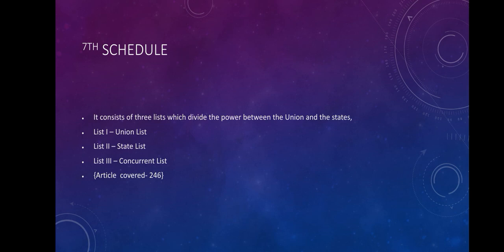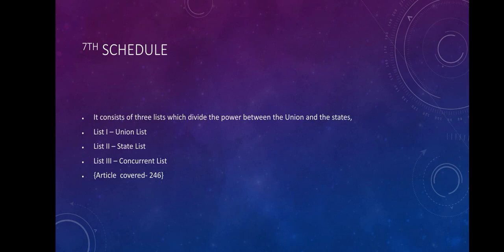The first list is the Union list, the second list is the State list, and the third list is the Concurrent list. It is covered under Article 246. We have to note that the Union list subjects are controlled by the Union government. The subjects in the State list are controlled by the state government, and there are some subjects which are partially controlled by the Union government or state government, known as the Concurrent list.